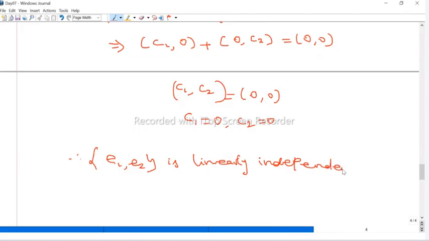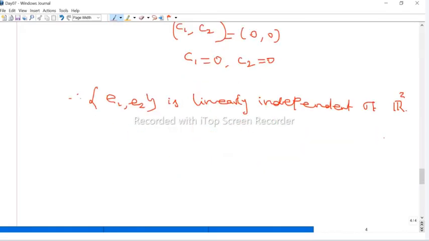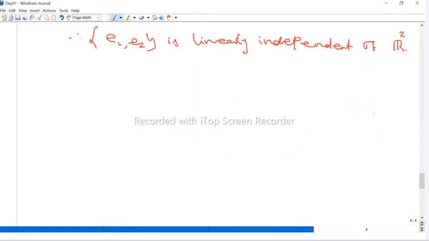Linearly independent set of R2. In R2 we can find infinitely many linearly independent sets. For example, I am going to take one more example. Suppose again in R2, instead of taking E1 for the standard basis, I will explain what the standard basis is.